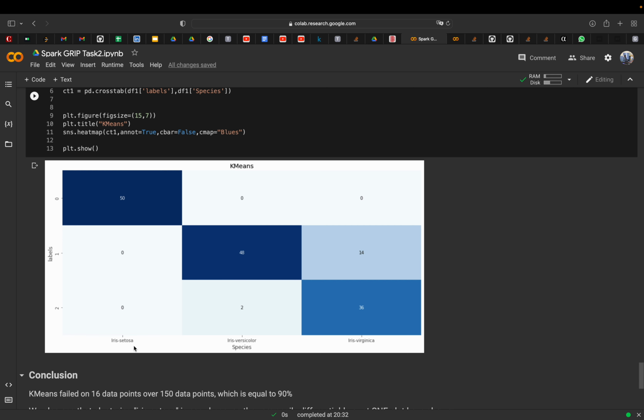There is none of iris setosa that is wrongly predicted. And then for iris virginica we have 36 that are well predicted, and 14 that are not well predicted. So 14 plus 2 means that we have 16 data points out of 150 that are not well predicted, which means that we have roughly 90% good prediction.